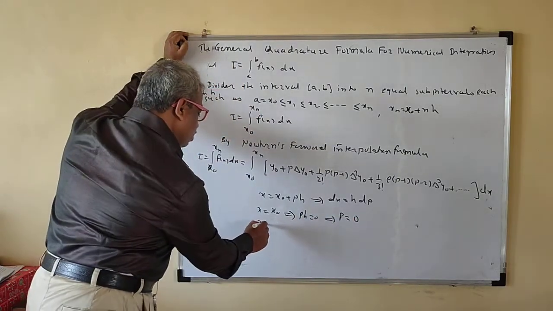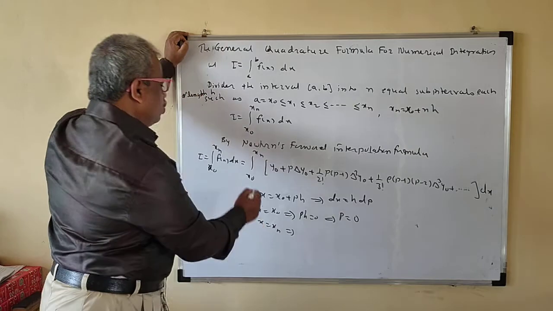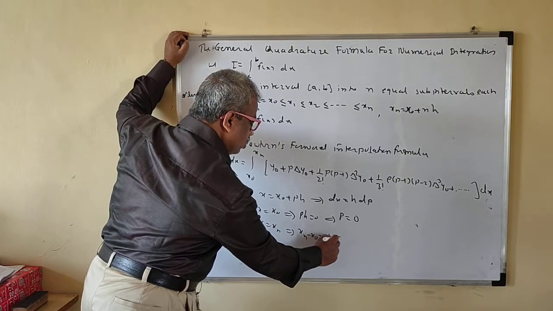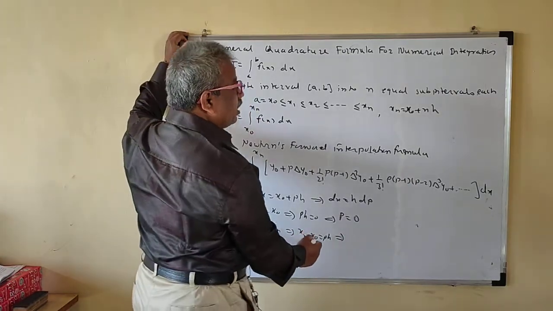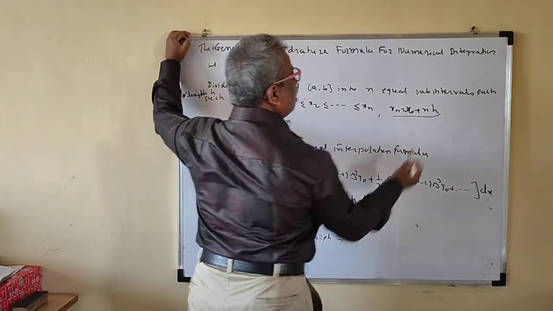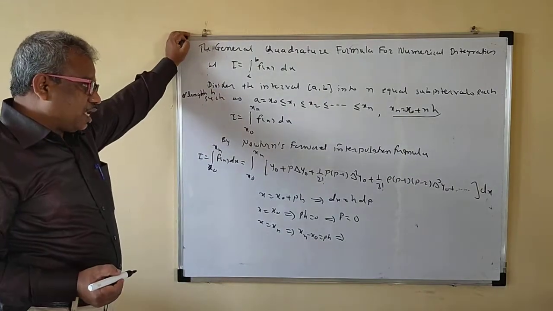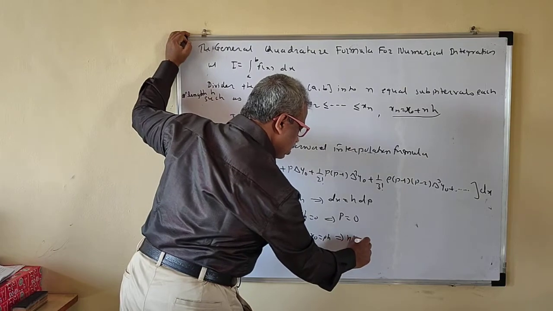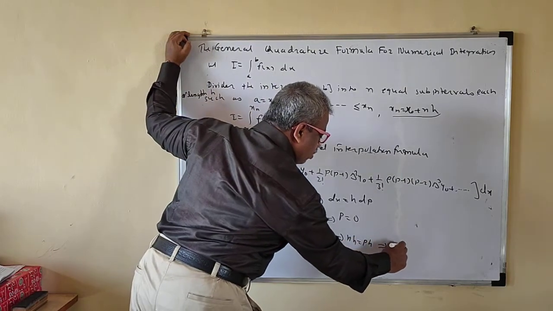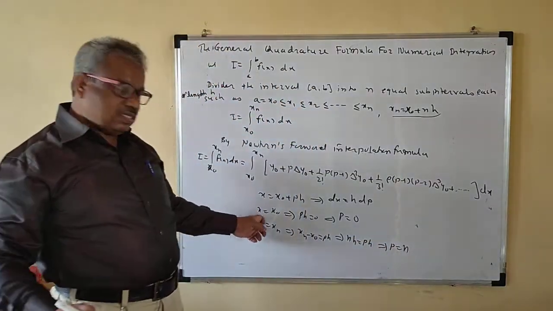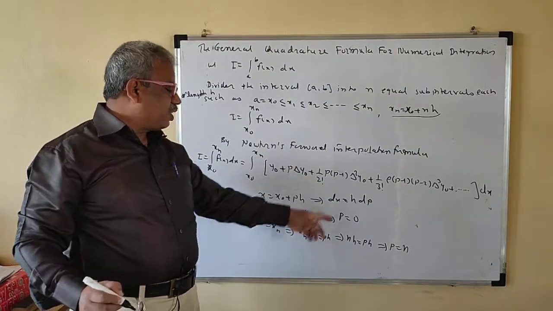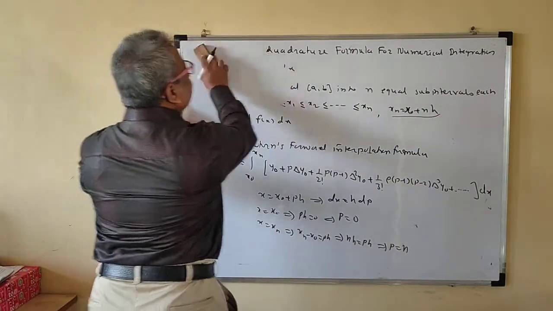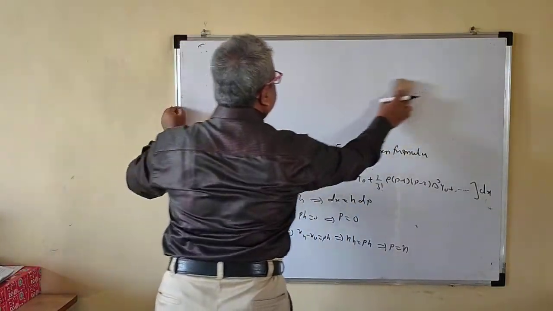Now when x is equal to xn, xn minus x naught is ph. We know that xn is equal to x naught plus nh, that means xn minus x naught is nh. So nh is equal to ph, which implies that p is equal to n. That means if x is equal to x naught, p is 0, and if x is equal to xn, then p is n. So we will change this.